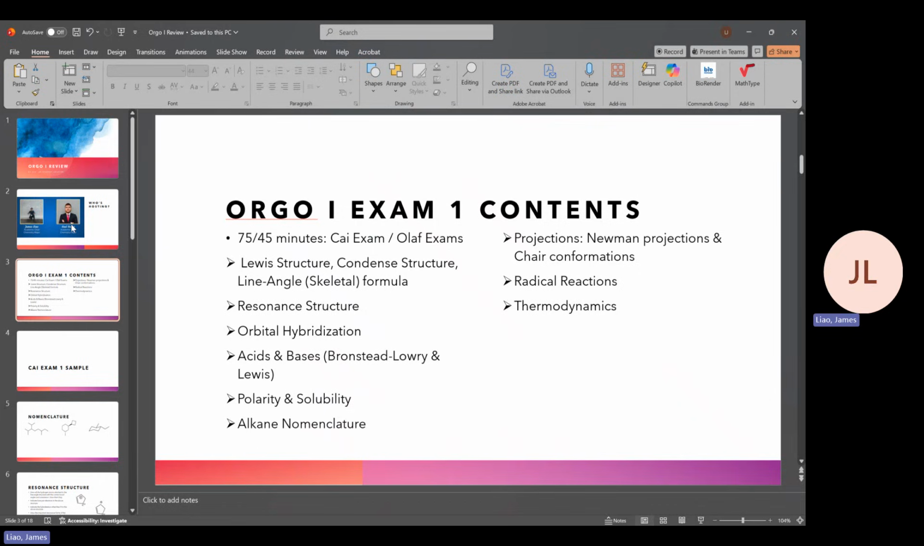For the Orgo 1 exam 1 contents, we'll be talking about in a 75-45 minute ratio between Kai's exam and Ola's exam, which includes things like Lewis structures, condensed formulas, line angle formulas, resonance structures, orbital hybridizations, acid bases, which includes things like Bronsted-Lowry and Lewis acids and bases, polarity and solubilities, alkane/cycloalkane nomenclatures, Newman projections, chair conformations, radical reactions, and thermodynamics/kinetics.